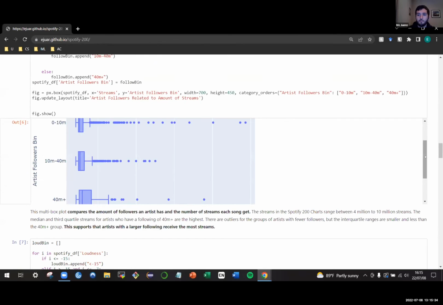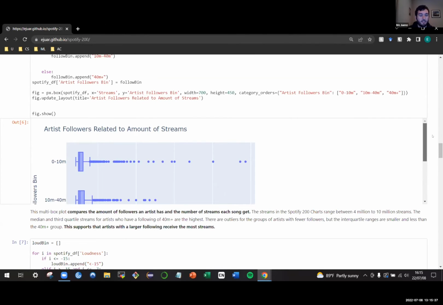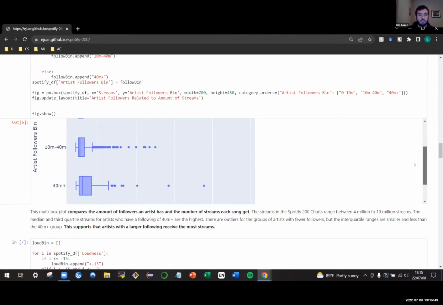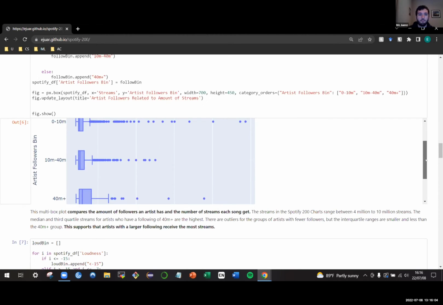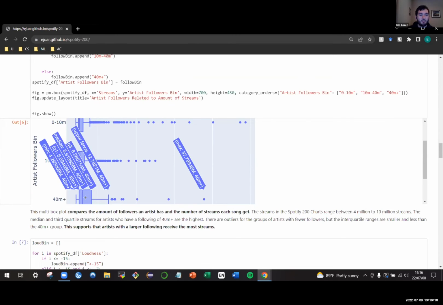And then this right here is a multi-box plot that compares the number of followers an artist has and the number of streams each song gets. The streams in the Spotify 200 charts range from around 4 million to 10 million streams. The median and third quartile streams for artists who have a following of greater than 40 million are the highest. And there are outliers for the groups of artists with fewer followers, but the interquartile ranges are smaller and less than the 40 million group. This supports that artists with a larger following receive the most streams.